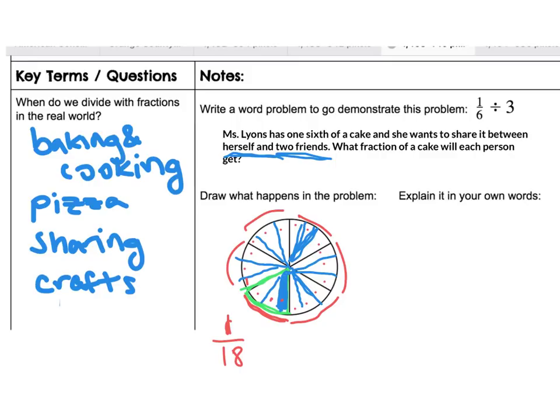So now we can go back to our original problem and look at this as 1/6 divided by 3 gave us 1/18. I want you to pause the video for a second here and see if you can figure out a relationship from how we got from 1/6 divided by 3 to 1/18. And then over here, I want you to explain it in your own words.